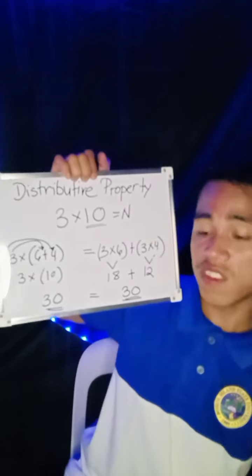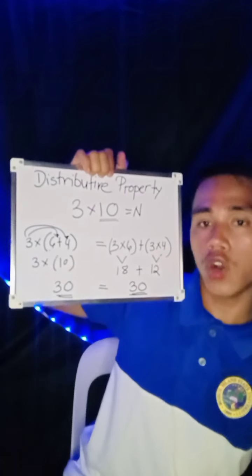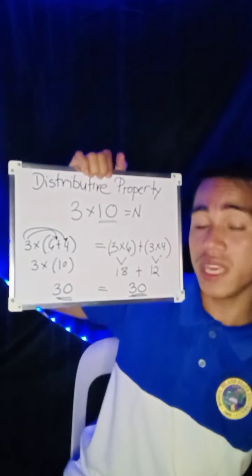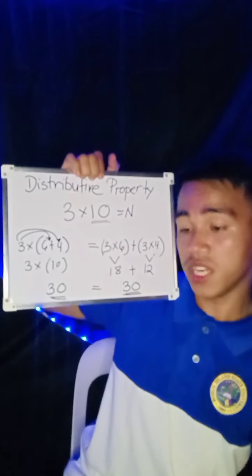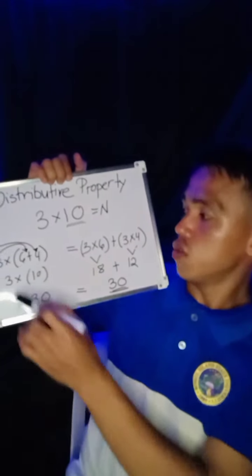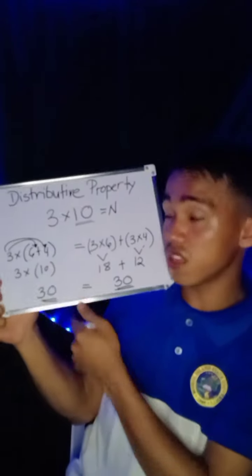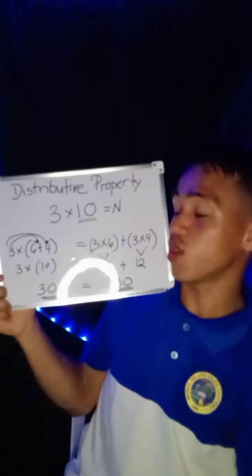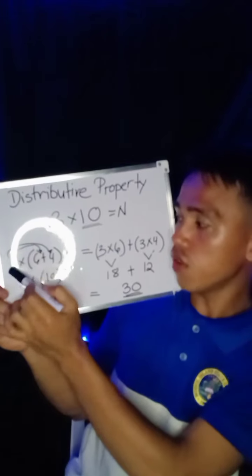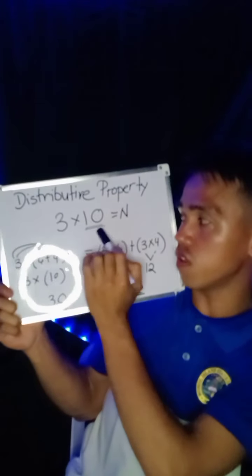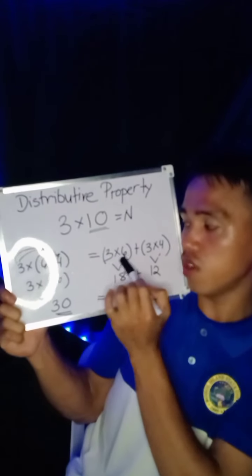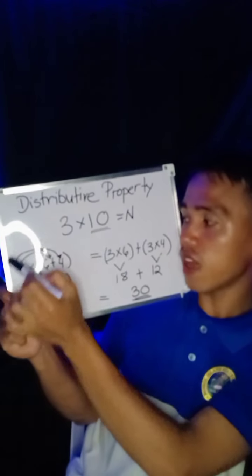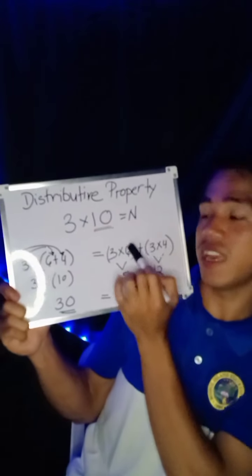The distributive property is the sum of two addends multiplied by another number is equal to each addend multiplied by the third number. So here, we need to distribute. The word distribute means to share. So we have here 3 times 6 plus 4, because this is from 10. So we need to distribute 3 times 6, and also 3 times 4. And you need to add.